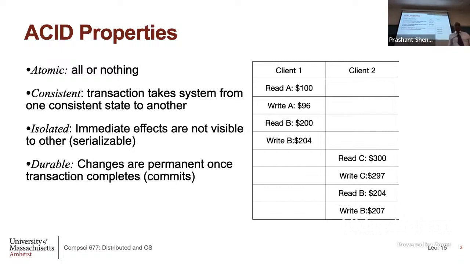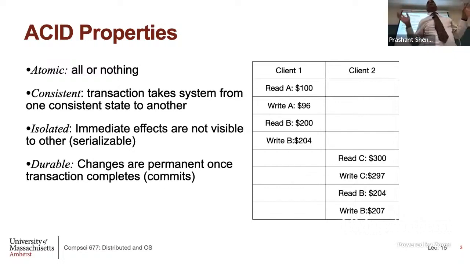Isolation essentially means that effects are not visible to one another. There's another term for isolation, which is also called serializable. So what this effectively says is, even though multiple clients may be accessing and modifying the database all in parallel or concurrently, the overall effects of this execution look like each of them executed one at a time in isolation.